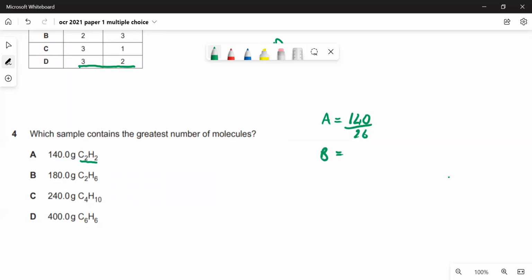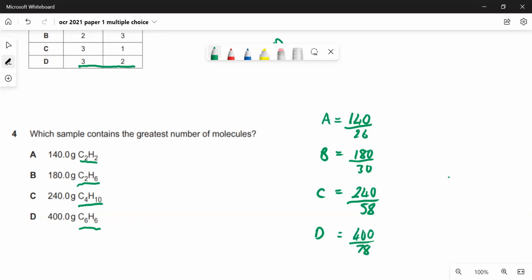B, that's 30 as the Mr of ethane. So that's 180 over 30. C, C4H10, that's 58, butane. So it's 240 over 58. And D, that's benzene. That's got an Mr of 78. Okay, so that's going to be 400 over 78.